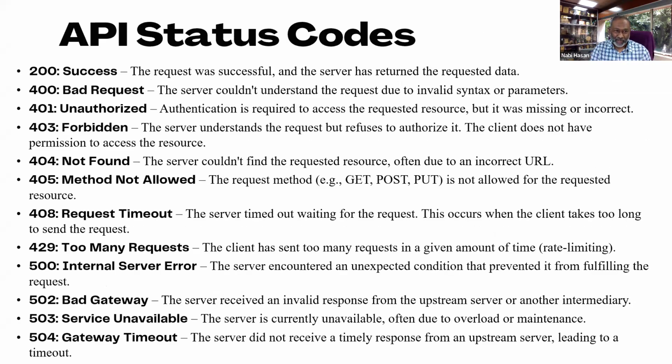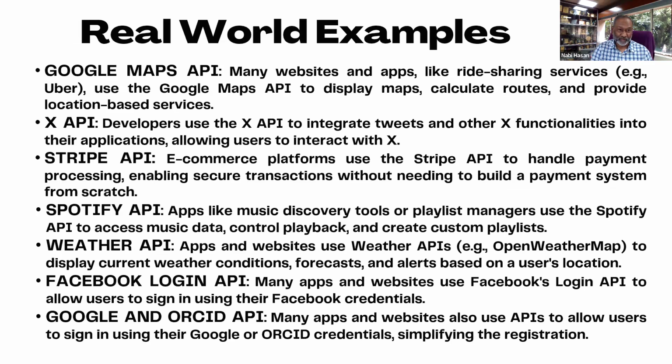These are some of the error codes or status codes. If you are trying to access some information through APIs, and you receive some error codes like 200, 400, 401, or whatever has been given on screen, you can understand what the status of your request is. If the code is 200, it means your request is successful and the server has returned the requested data. And if there are other errors like 408, the server timed out waiting for the request. This occurs when the client takes too long to send the request. So these are important messages which help you understand the status of your API request.